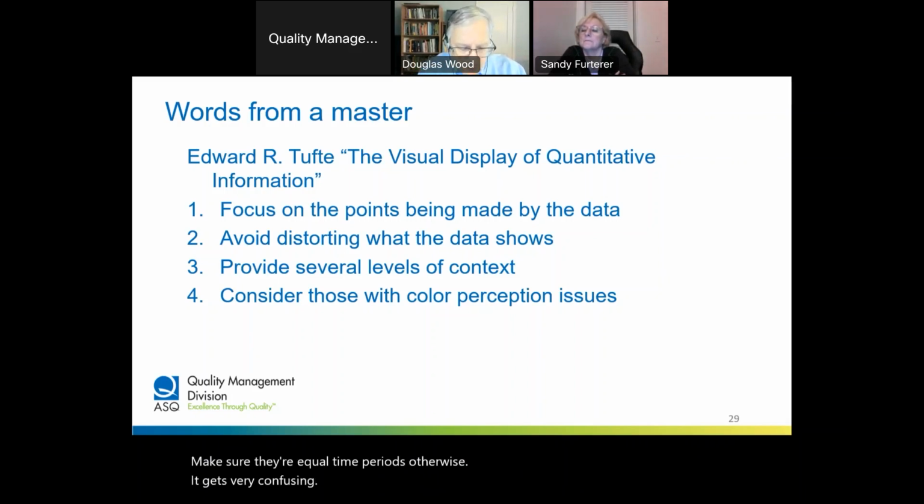And point number 4, you need to be careful of your color choice. Number 1, certain colors jump off the page at people. Red, for example. But remember, there are people who are color deficient. 5 to 10% of the viewers will have trouble with red and green. So maybe you need to use blue and orange instead of red and green. Next slide, please.